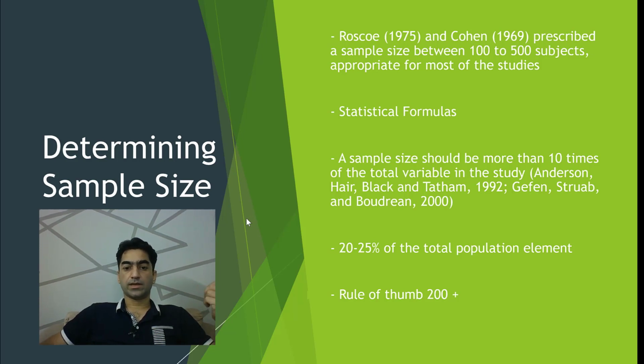Well, if the population is 900, that's what we have just seen, why were we going for 225 individuals? What if the population was 145 patients? Why were we going for 40 patients? Why not 100 and why not just 10? There should be a criteria, and there are various criteria. For example, Roscoe 1975 and Cohen in 1969 prescribed a sample size between 100 to 500 subjects as appropriate for most studies. So you can take a sample between 100 to 500.